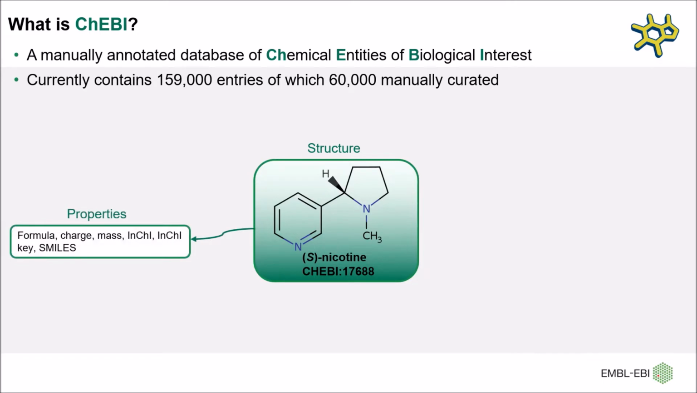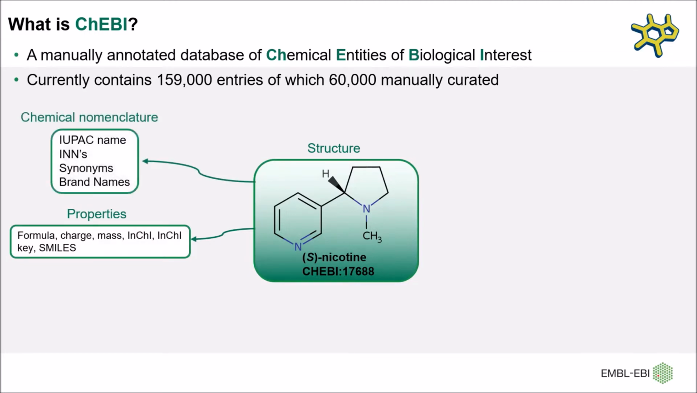In addition to that, we'll provide a range of properties: formula, charge, mass, and also a list of identifiers: InChI, InChIKey, and SMILES. We'll also provide a comprehensive list of chemical nomenclature. For example, we'll generate an IUPAC name for the structure, and especially for pharmaceutical drugs, we'll also provide international non-proprietary names in several different languages, along with synonyms. These could be either systematic names or traditional names of chemicals, or even research codes, and also trade names.